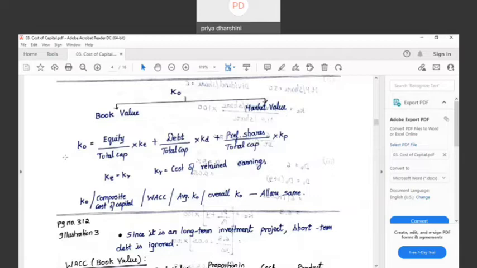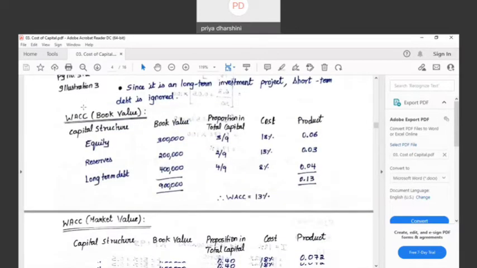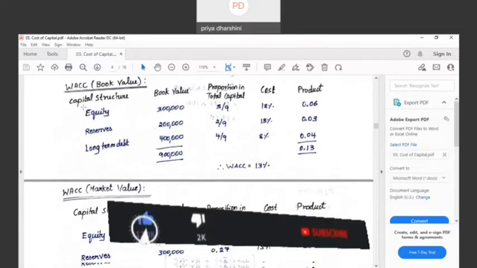Such overall cost of capital can be computed on book value basis or on market value basis. Which is relevant? Market value basis only is relevant because book value is historical cost. Correct? So the market value basis only will be relevant. Now please take illustration 16. What is told in illustration 16?